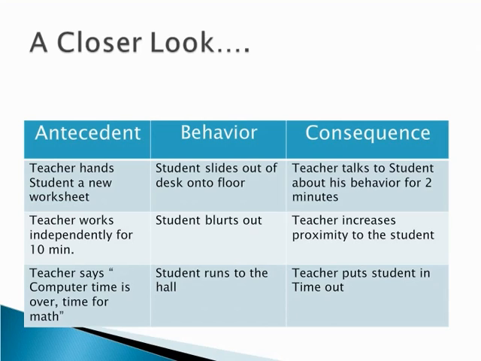Antecedent: the teacher works independently for 10 minutes. The behavior: the student blurts out. The consequence: the teacher moves closer to the student, increasing proximity to the student. A third example: the teacher says, "Computer time is over, time for math." One particular student runs into the hall, and so the teacher puts that student in timeout.